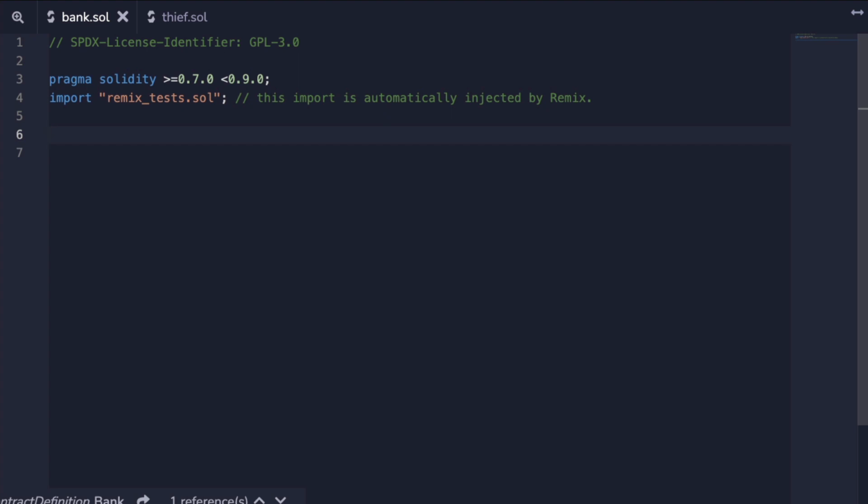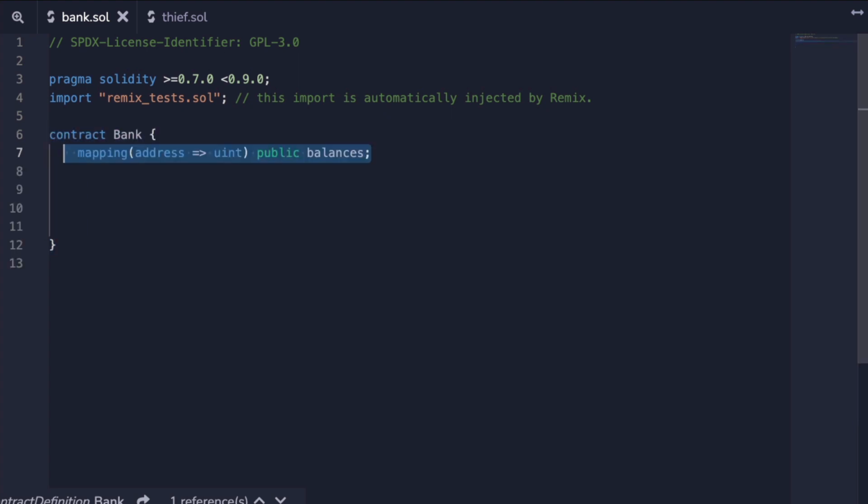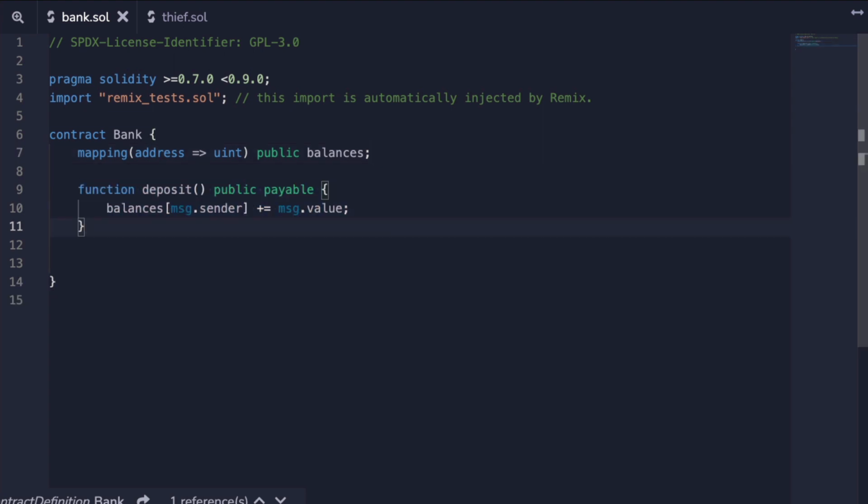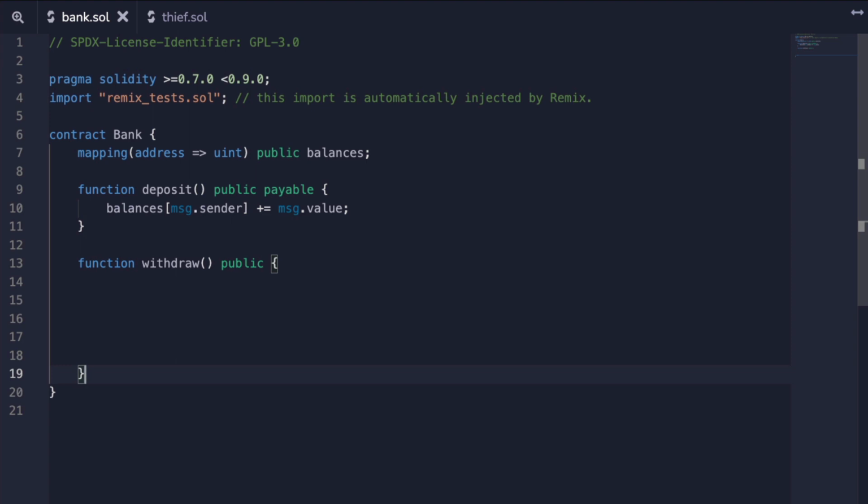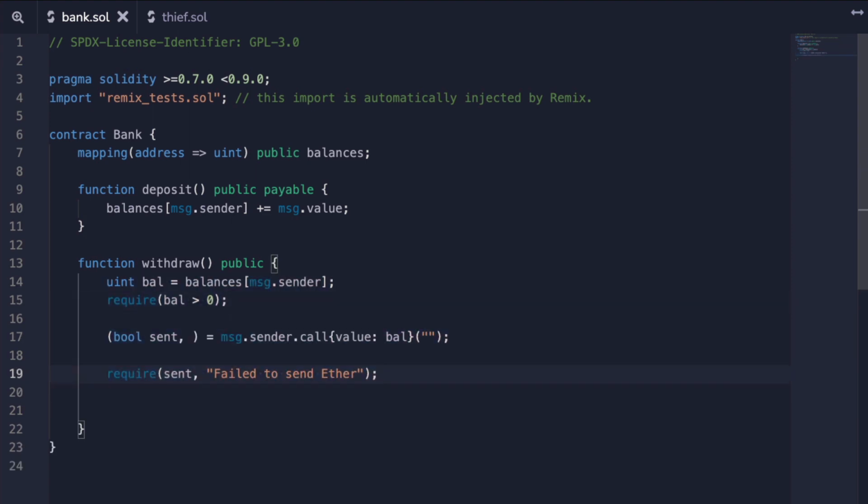The bank tracks how much each address has deposited using a mapping. It has a deposit function, which increases the amount that each address has. And then we have the withdraw function, which requires the address in question to have more than a balance of zero. Then it sends the money and sets the balance to zero. If you're a seasoned professional, you may already see the problem here.